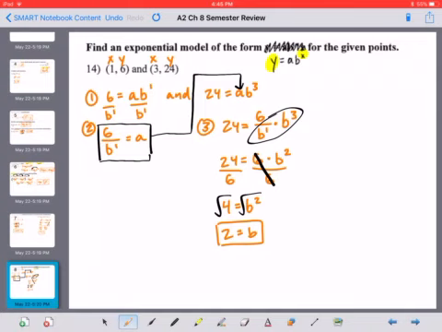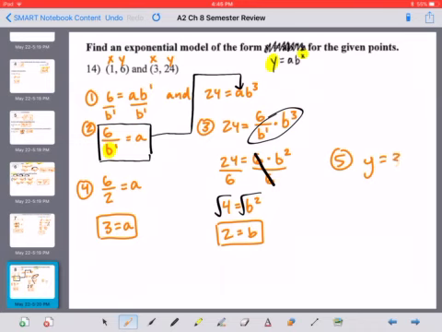All right, well now we know what b equals, so in our fourth step, we'll plug in b right here to find a. So 6 divided by 2 to the power of 1 is just 2, and 6 divided by 2 is 3, so now we know a. So the very last thing is to just rewrite your equation with 3 for a and 2 for b. So y equals 3 times 2 to the power of x would be our answer.